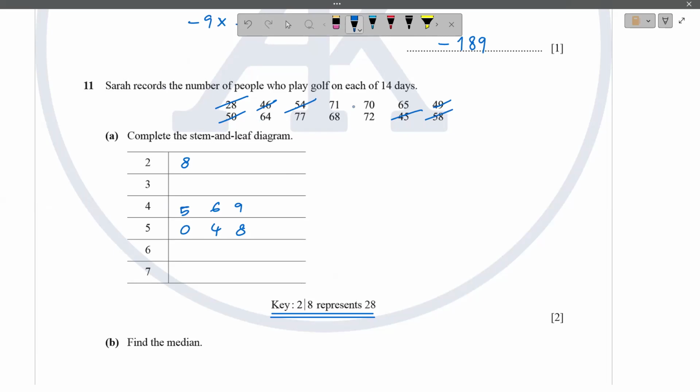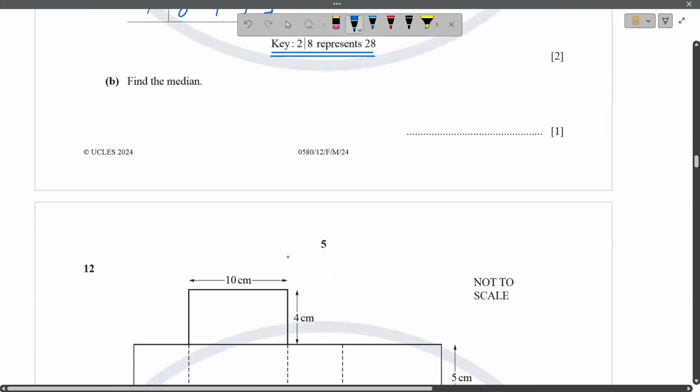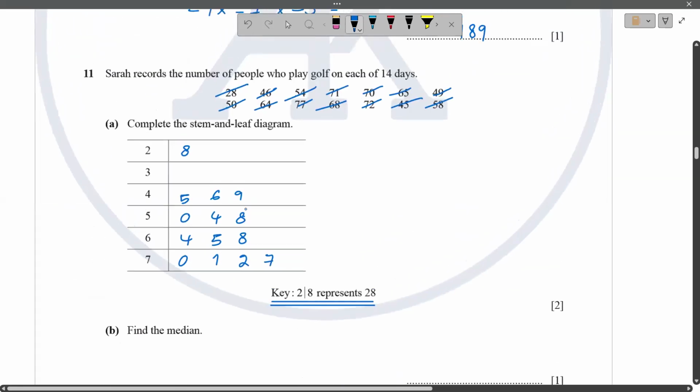For the 6, we have 65, 64, and 68, so 4, 5, and 8. For the 7, 70, 71, 72, and 77.